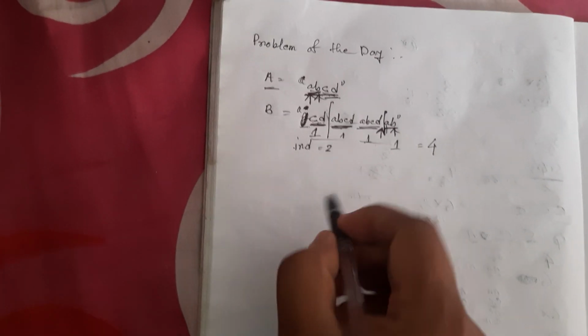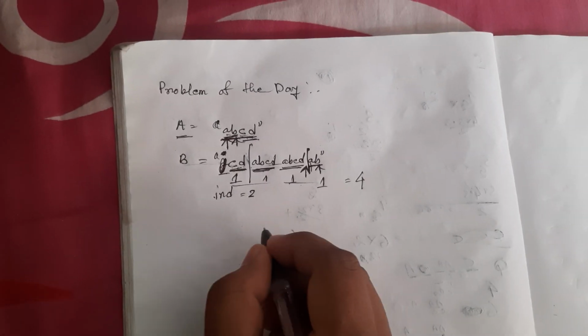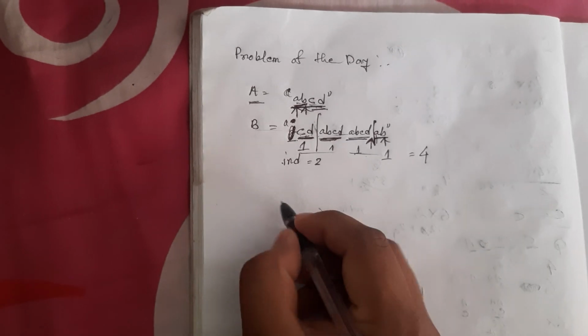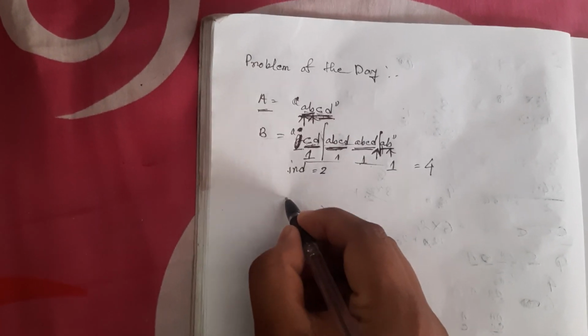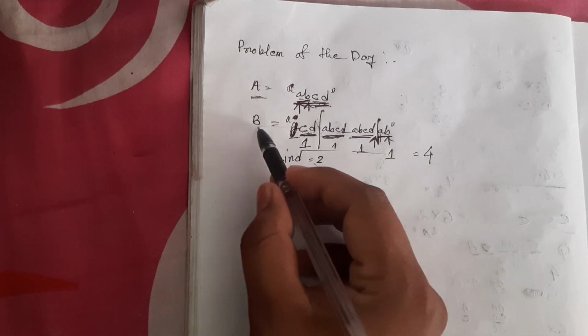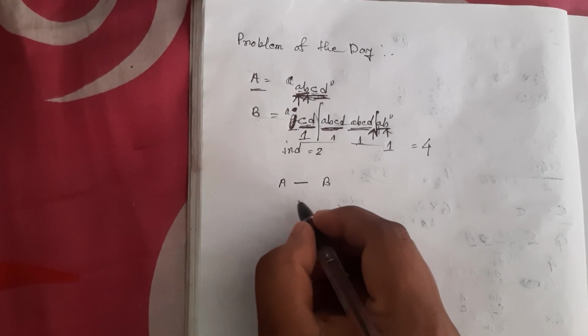So this is the possible approach. Now let me write down the step by step procedure so that you are able to understand. First I will check whether this string a is present inside b or not, and we will check that using the index of operator.